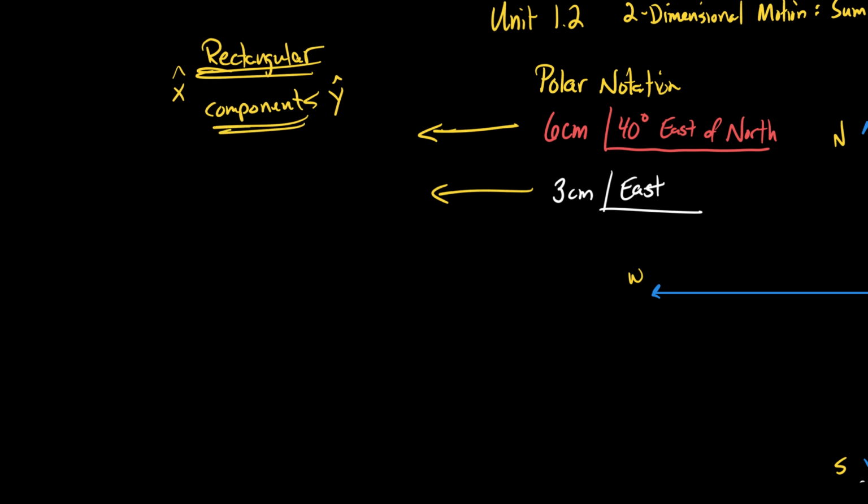That's a vocabulary word, one you're going to have to know. Component vectors are two right-angled vectors that represent another vector, a polar vector.